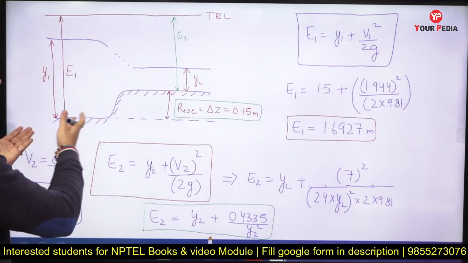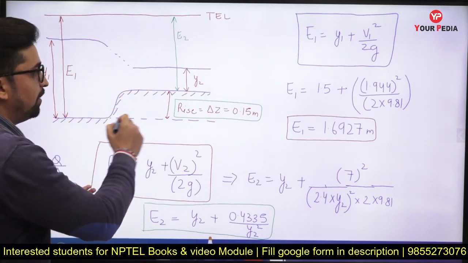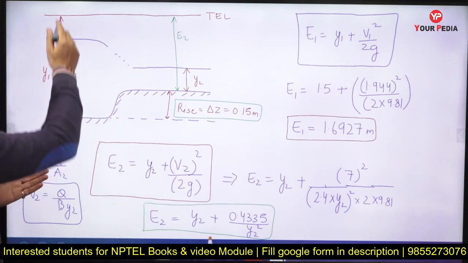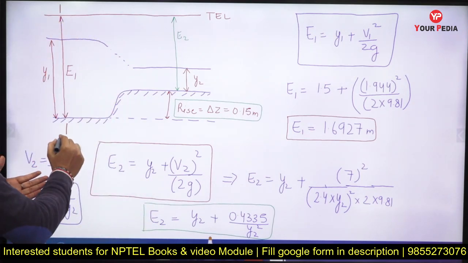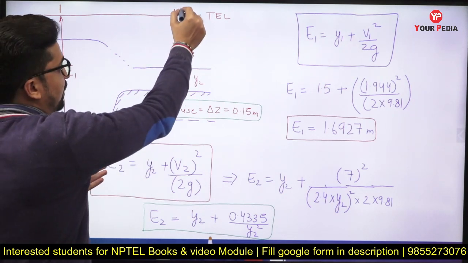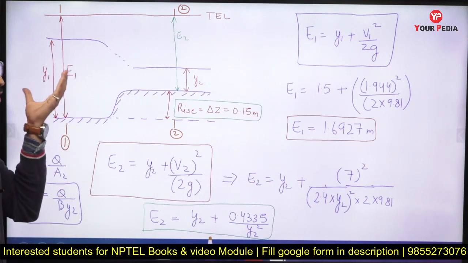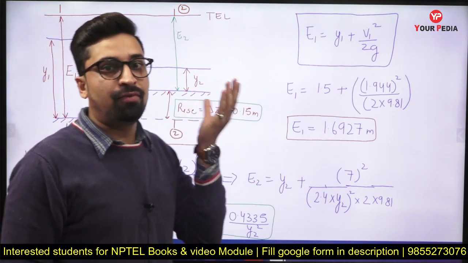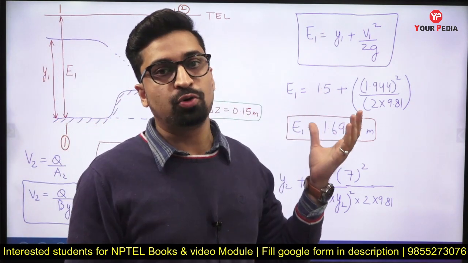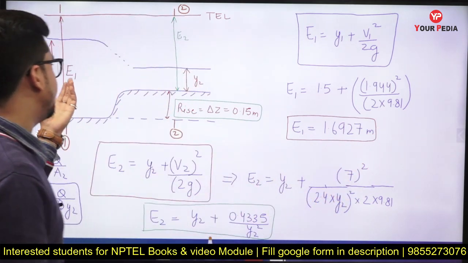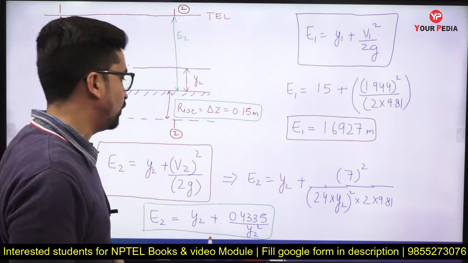So, this would be the channel section. There will be a hump, or rise, of 0.15 meter, and I have assumed a section 1-1 before the hump and a section 2-2 after the hump. The depth of flow at section 1-1 will be y1 and the depth of flow at section 2-2 will be y2, and the energy is in the same way, E1 at section 1-1, E2 at section 2-2.